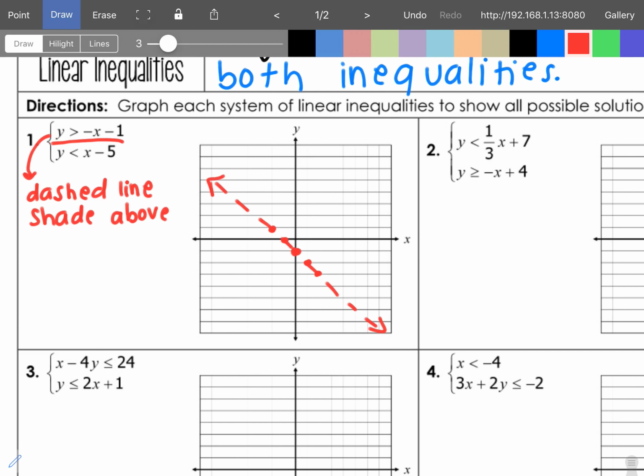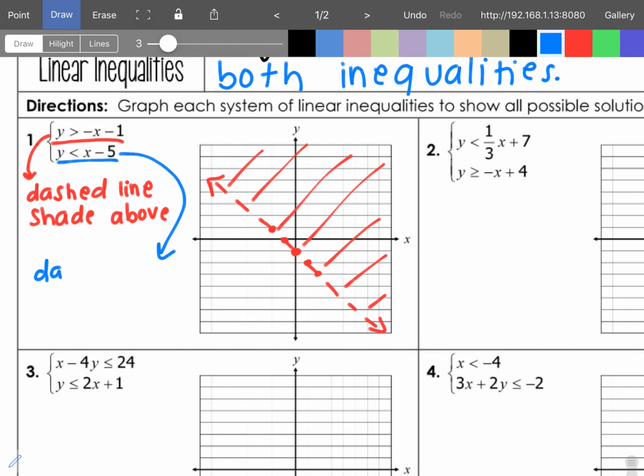So this is what I would do for shading. Don't make it really, really hard with your pencil and shade as hard as you can, because the solution is going to be where they both meet, right? So I'm just going to do this. That way I know it's above, but I'm not going to shade dark until the very end. So this is the blue one I'm going to do down here. That tells me another dashed line. But see how it's less than this time? So I'm going to shade below.